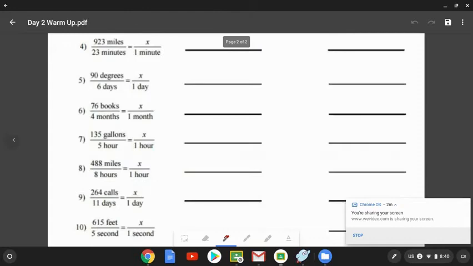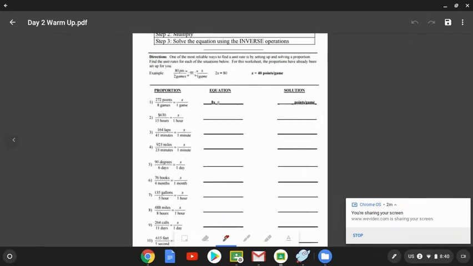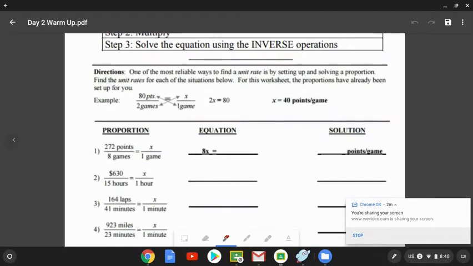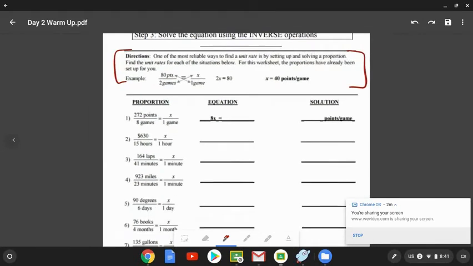Moving on to the second page. There's a thing called unit rate, and we actually learned this a long time ago in semester 1. So I'm just going to read these directions to you. One of the most reliable ways to find a unit rate is by setting up and solving a proportion, a word that you know. Find the unit rates for each of the situations below. For this worksheet, the proportions have already been set up for you. This is nice. All of these are set up for you.